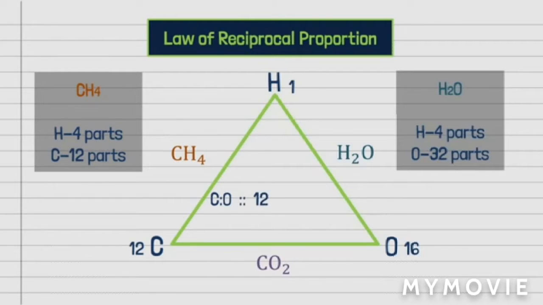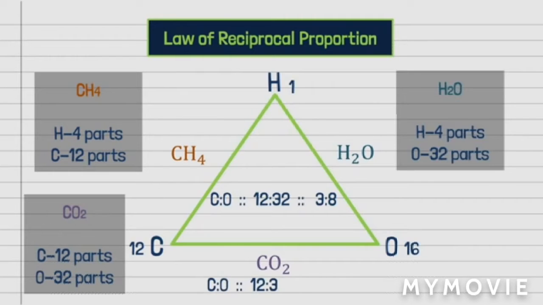The ratio of the masses of carbon and oxygen is 12:32, that is 3:8. In carbon dioxide, 12 parts of carbon combine with 32 parts of oxygen. The ratio of carbon to oxygen in carbon dioxide will be 12:32, that is also 3:8. Hence it illustrates the law of reciprocal proportion.